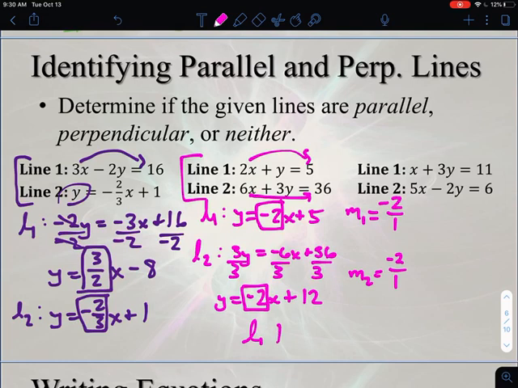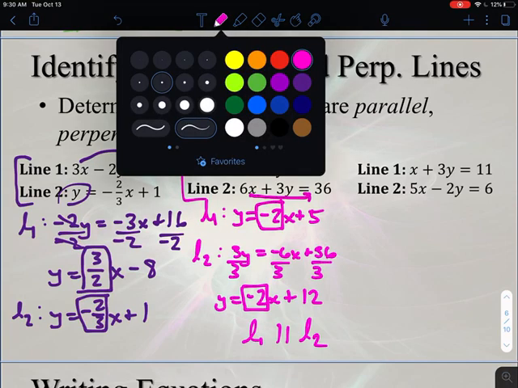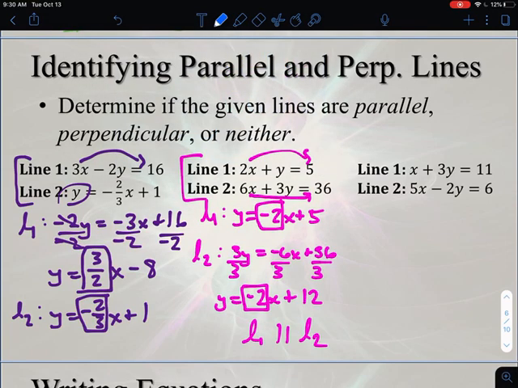Notice that the two lines have exactly the same slope. That means line 1 is parallel to line 2. So same exact slope means the lines are parallel. Okay, in our last example, so in this last example here, same exact idea.